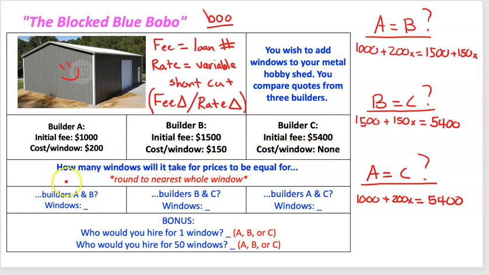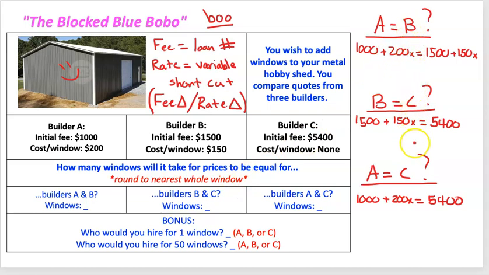So we're trying to figure out when it's going to cost the same. How many windows will it take for the prices to be equal for builders A and B, builders B and C, and then builders A and C? Now, some of these might lead to decimals. We'll talk about how to round properly in the future, but for right now, round to the nearest whole window. These are going to be approximates, so let's just round to the nearest whole window because it'd be kind of silly to buy a decimal of a window.